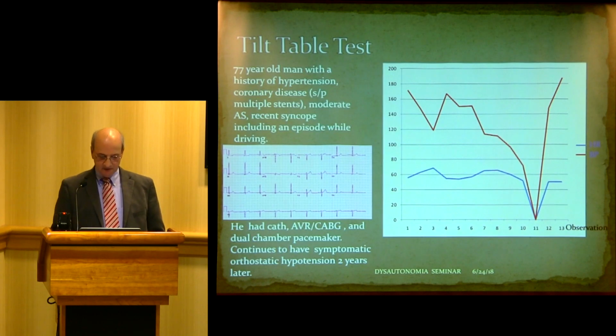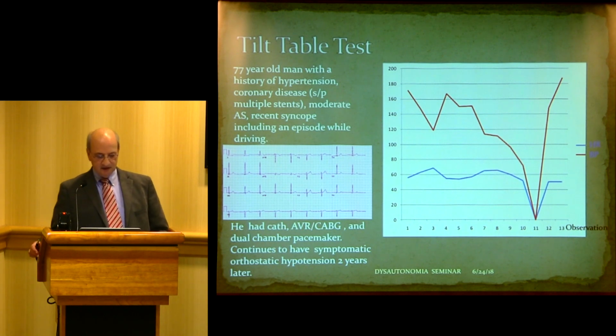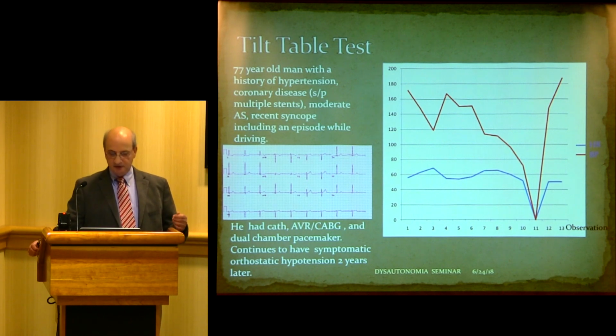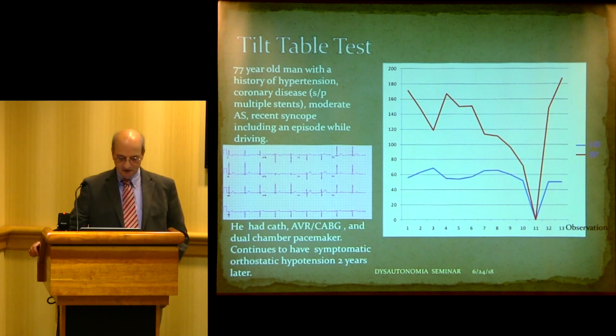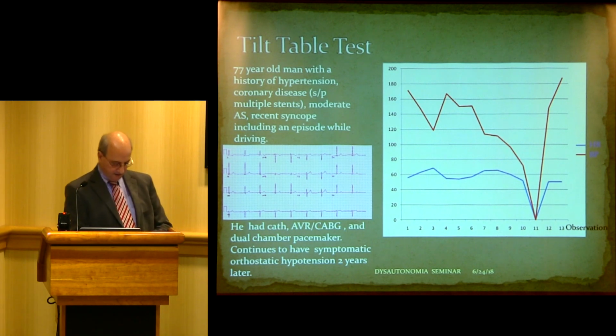So this is a tilt table test. This is a 77-year-old man who had a lot of disorders. He had aortic stenosis, and he syncoped when he was in his car driving, and he had a cath and an aortic valve replacement. He also had a CABG, a bypass, at that time because he had some coronary disease, and he got a dual chamber pacemaker, and then he had another episode of syncope after all of that.